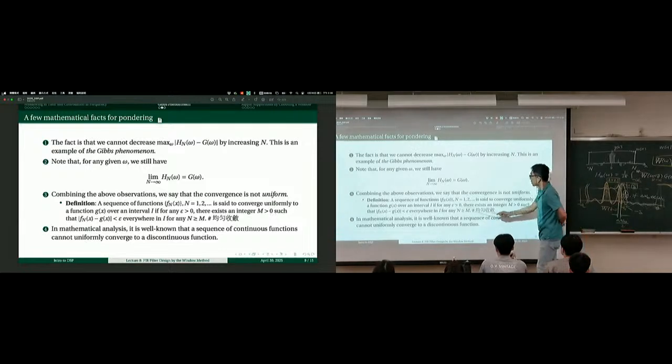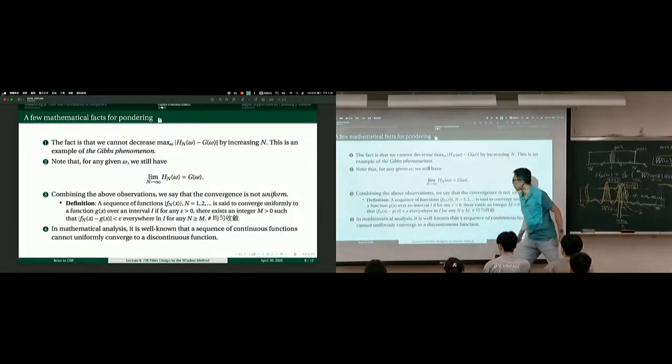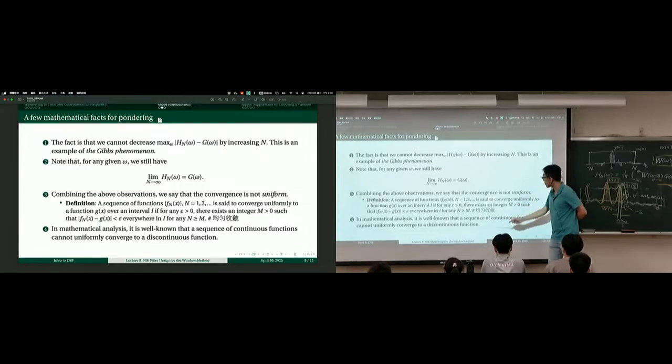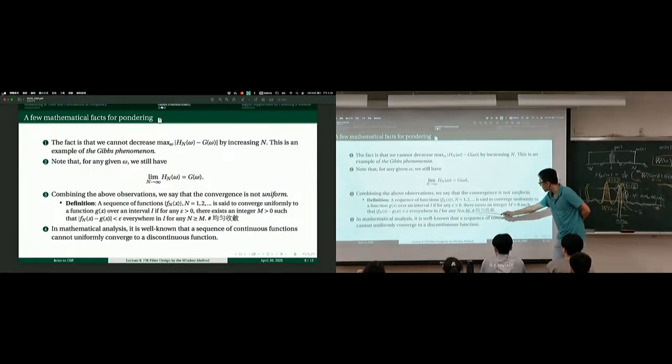We say that a sequence of functions denoted as f sub n, where n equals 1, 2, 3, integers, is said to converge uniformly to a function g over some interval I if for any positive epsilon, there exists an integer big M such that everywhere the approximation error is smaller than epsilon, everywhere in I, as long as big N is greater than or equal to big M. That's the definition of uniform convergence.